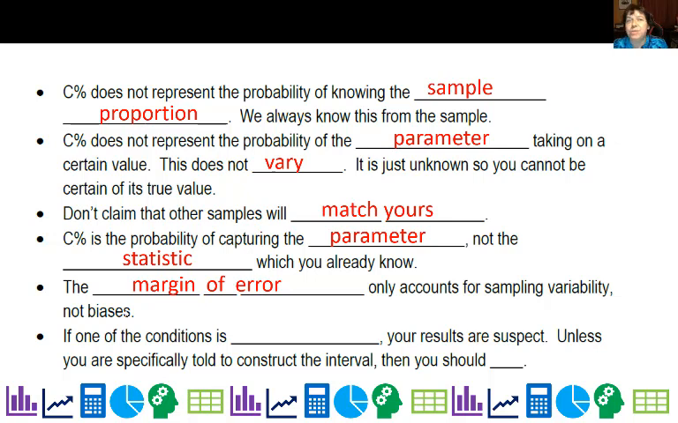The margin of error only accounts for sampling variability. It doesn't include any biases that we might have. And if one of the conditions is violated, your results are suspect. Unless you're specifically told to construct the interval, then you should not. Now, I'm going to tell you, when you're taking the AP test and they're saying, oh, check conditions and construct an interval, that counts. Go ahead and do it.